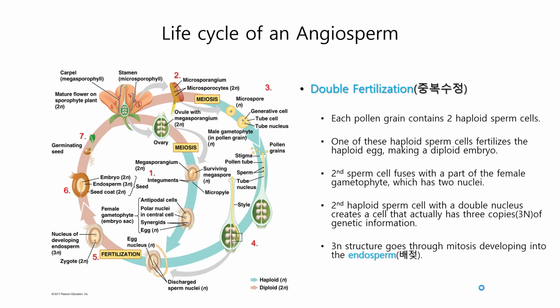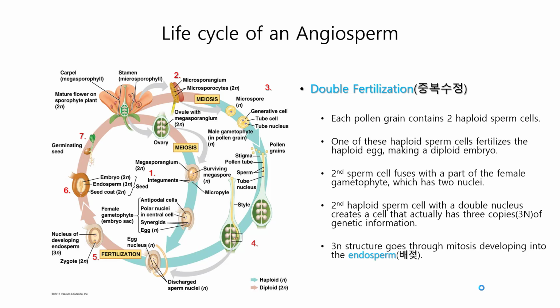This type of double fertilization, in which one fertilization event produces a zygote and the other produces a triploid cell, is unique to angiosperms. After double fertilization, the ovule matures into a seed. The zygote develops into a sporophyte embryo with a rudimentary root and 1 or 2 seed leaves called cotyledons.